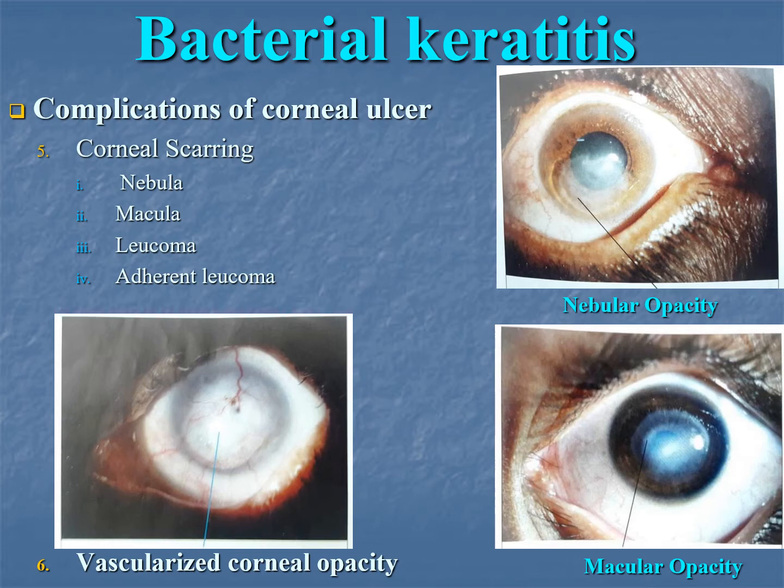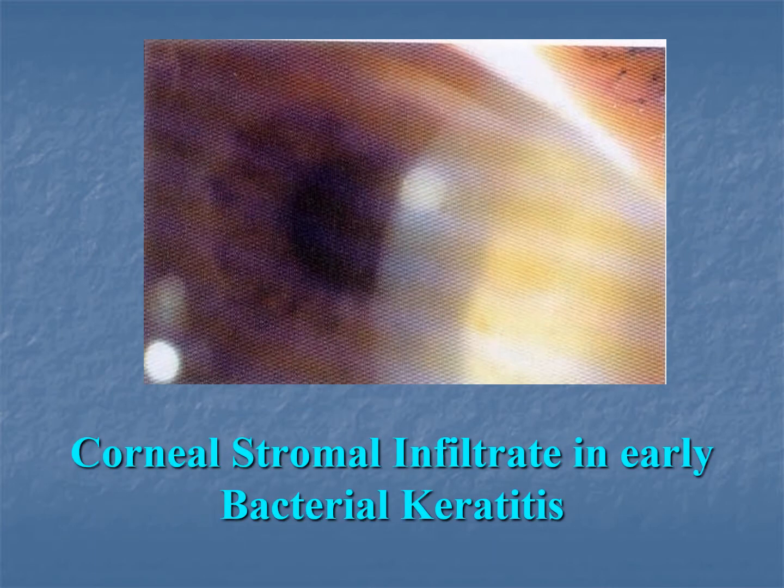And ultimately, the cornea becomes vascularized in severe cases of corneal ulcers, with limbal vascularization penetrating towards the center of the cornea. In this picture, you can see the corneal vascularization along with corneal opacity. In this picture, you can see the corneal stromal infiltrates in early bacterial keratitis, where the polymorphs penetrate into the superficial corneal stroma.